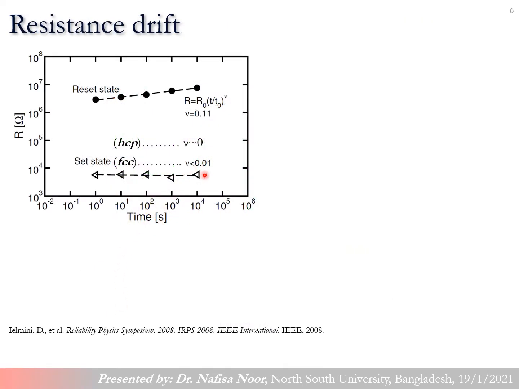Now the drift exponent that we define is a marker of how steep the resistance drift would be. For the HCP, we see almost no resistance drift. That is why the HCP crystalline phase is also known as the stable crystalline state. In the FCC state, we have very slight resistance drift, which is upward, and in the amorphous phase we see quite severe resistance drift, which is also in the upward direction.